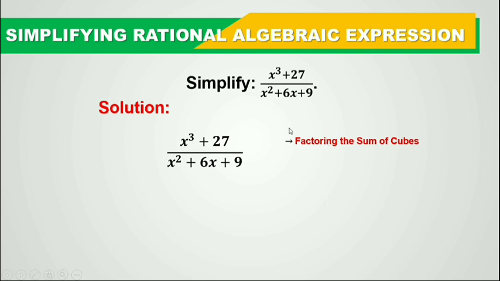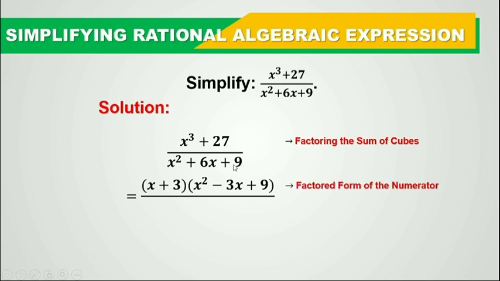So what are the factors of x cubed plus 27? So they are x plus 3 times x squared minus 3x plus 9. So ito yung tamang factors ng x cubed plus 27. So I already uploaded a video about how to factor the sum of cubes. So panoorin nyo rin yun para mas madaling maunawaan ang video na ito.